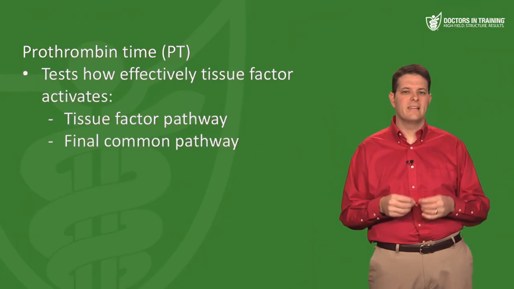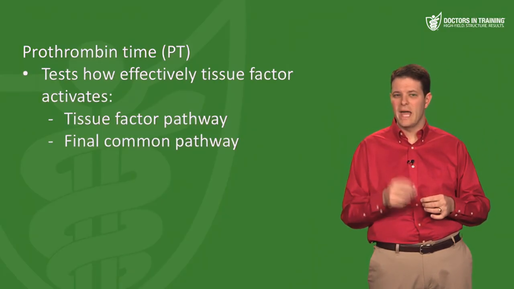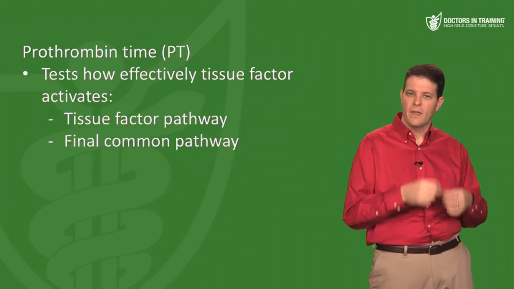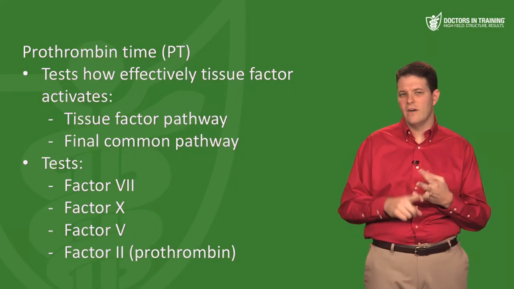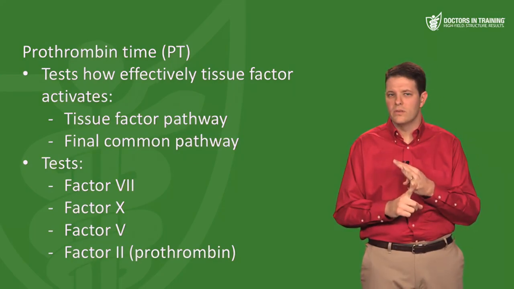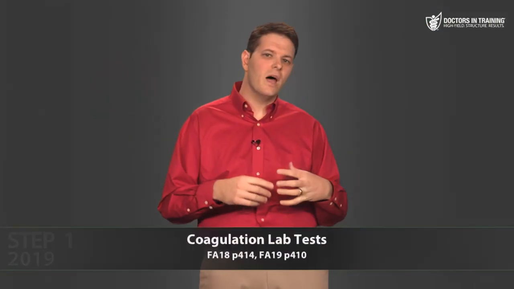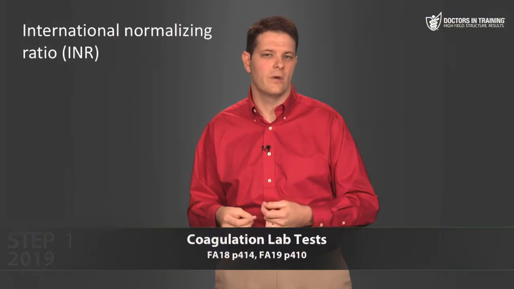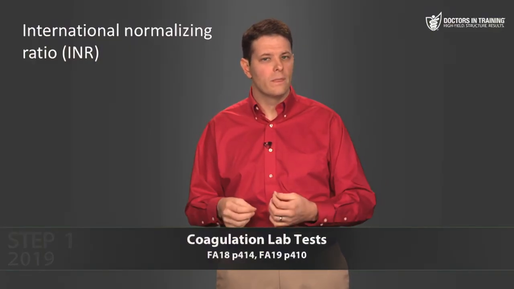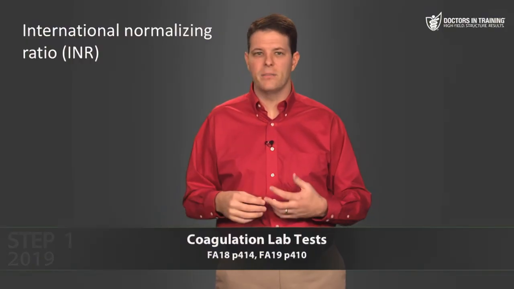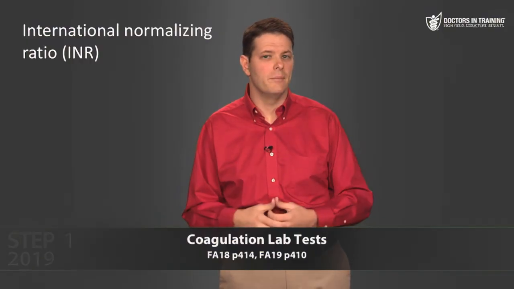So PT is testing how effectively tissue factor can activate the tissue factor pathway and the final common pathway. So you're testing factor 7, 10, 5, and prothrombin, which is factor 2. Now, there's a lot of variability from lab to lab with regard to what the normal values are. So to compensate for that variability, the PT is always reported with something called an international normalizing ratio, or INR. So an INR of 1 is normal. Anything higher than 1 means that the patient's blood is taking longer than normal to clot.